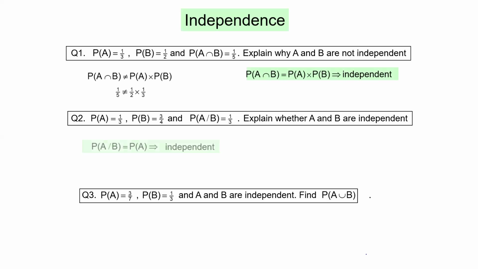Okay, why are A and B not independent? So they are not coming equal? No, they're not coming equal for the first one. Yes. That's why they're not independent.